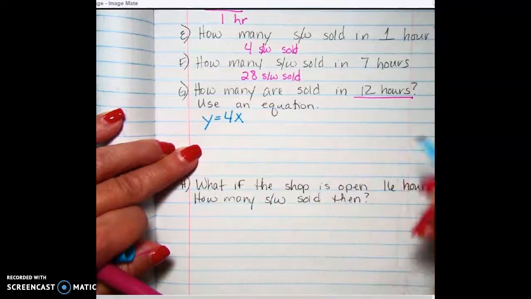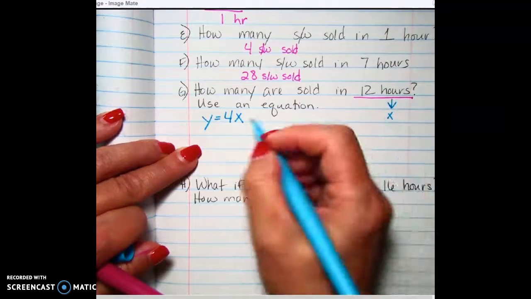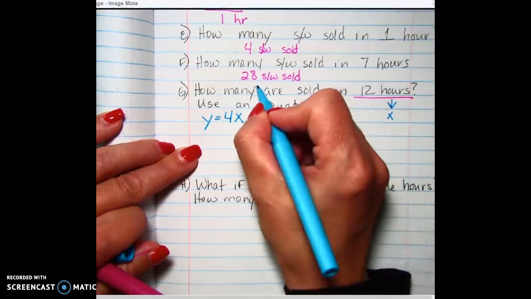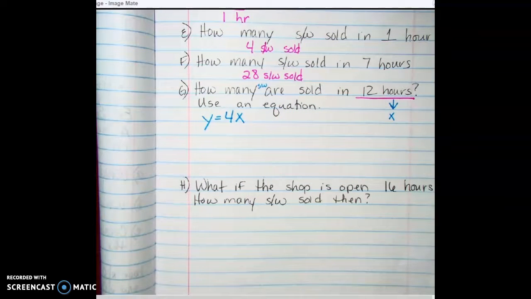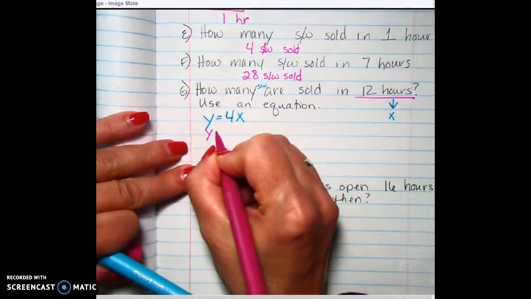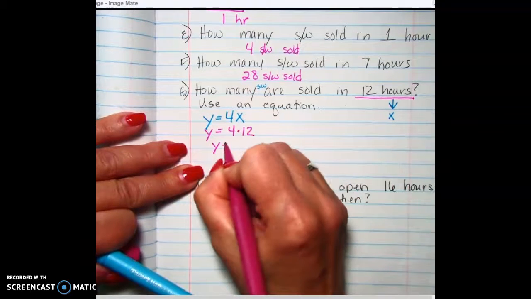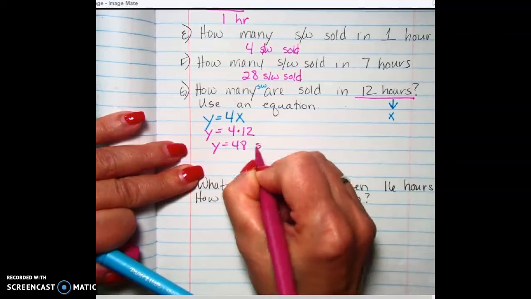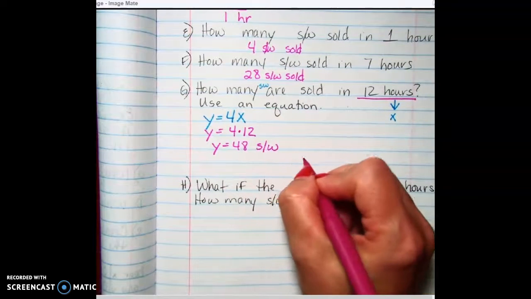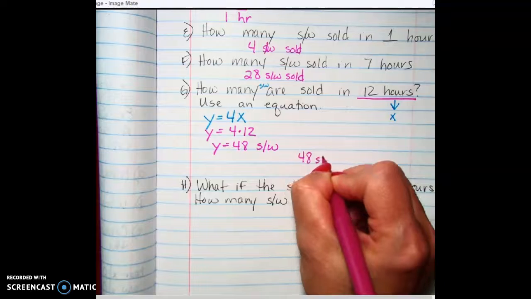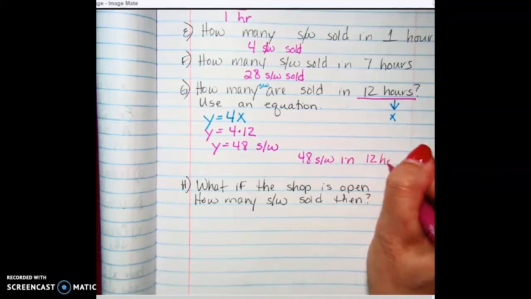So now can I plug in? Because this, remember, is x, and how many sandwiches is y? Okay, let's do it. Y equals 4 times 12. Y equals 48 sandwiches. So you could say it's 48 sandwiches in 12 hours.